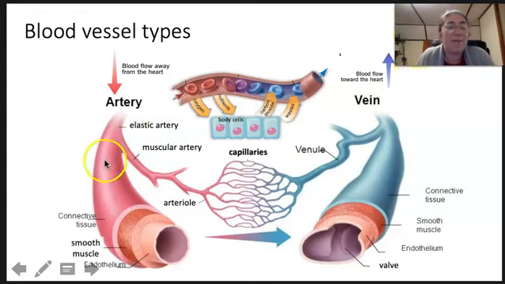So the pressure system in the arteries is much higher than the pressure system in the veins, because the heart pumps blood into the arteries, and then by the time it gets to the veins, that pressure has been greatly reduced. So you can't feel the pulse in a vein. You can feel your pulse in an artery, but blood pressure is much lower in the venous system.